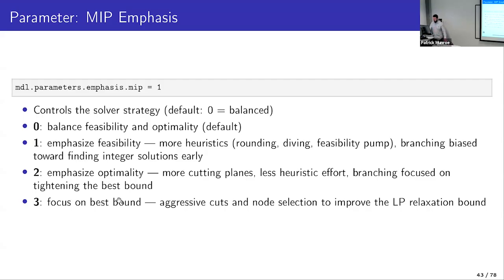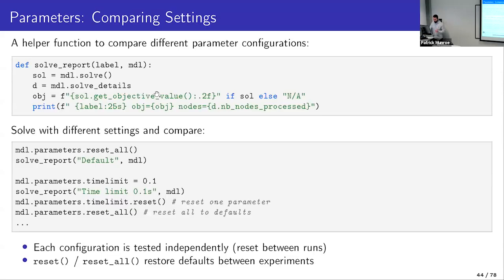For example, if you have some solution, but you would like to show relatively quickly that the solution is within a given gap, a given distance from the bound, so you want to work towards the bound. By default, it's at 0, which balances feasibility and optimality. I won't do an example about this, but if you want to try, you can switch the different parameters and see what happens by looking at the log.